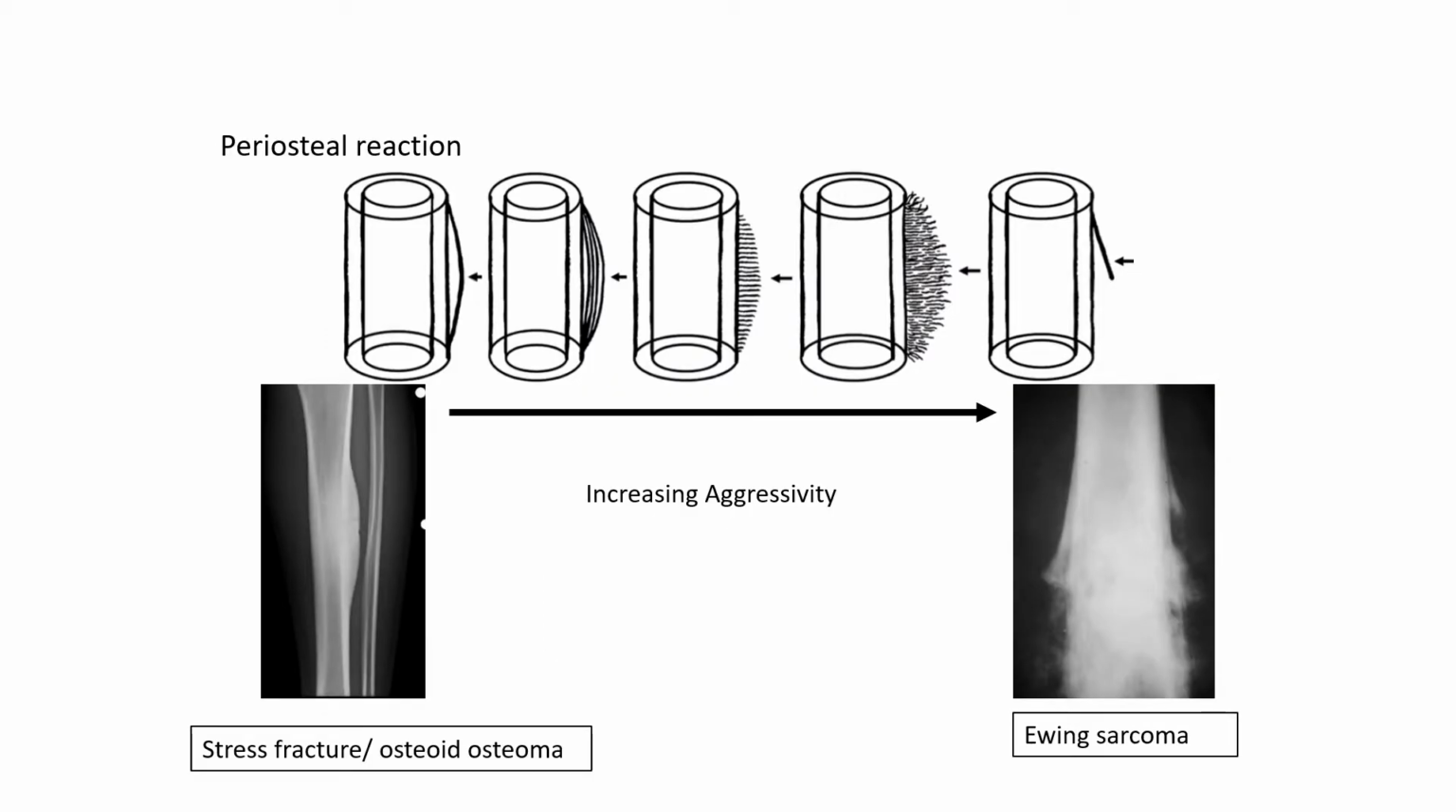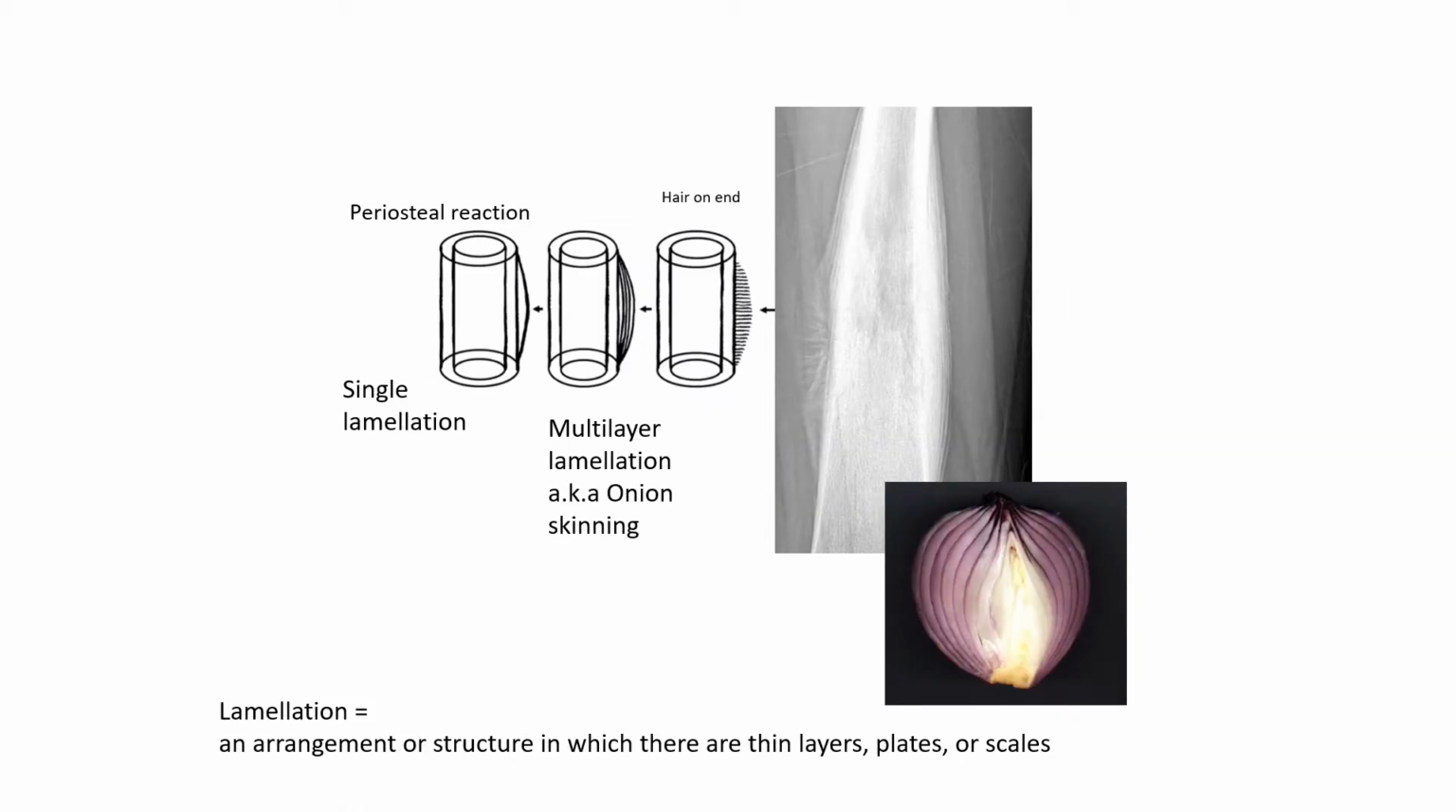Tumor-bone interaction is also expressed in the periosteal reaction. You can see on the far left how there is a single line of response as characterized by stress fracture or osteosarcoma. As the tumor progresses, we see multiple lines, hair-on-end pattern, or the Codman Triangle, suggesting increasing aggressivity of the tumor, progressing to an entity like Ewing sarcoma. The single lamellation line is most commonly seen with a stress fracture or a lower aggressive entity like an osteosarcoma, which has no metastatic potential.